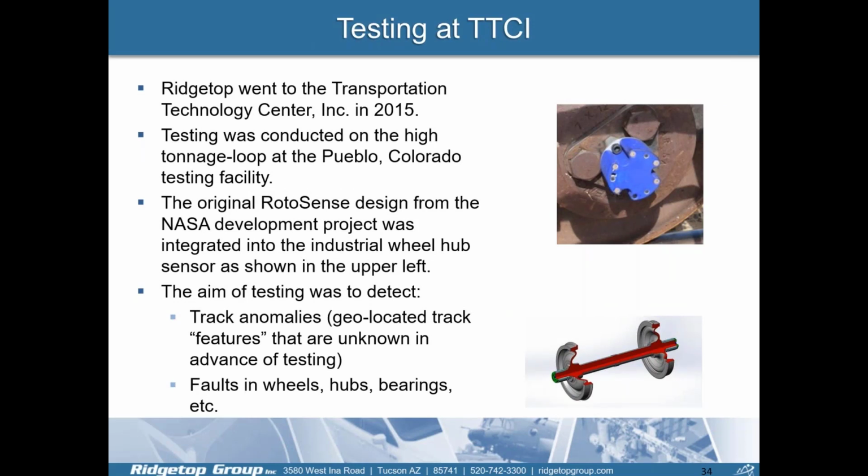Our testing at TTCI in 2015, which is the Transportation Technology Center that I was talking about in Pueblo, Colorado, was done on the high tonnage loop there. You can see here on the right, RotoSense was mounted on an actual wheel hub of a tin can bearing system, and we were there for several days collecting a ton of different data. You can see that the same architecture that was in that cylindrical form factor, with the same component circuitry, was just adapted to this other type of printed circuit board layout and utilized all the same sensing components. The aim of the testing was to detect track anomalies and correlate those to a GPS location, and also detect any faults in the wheels, hubs, and bearing systems.